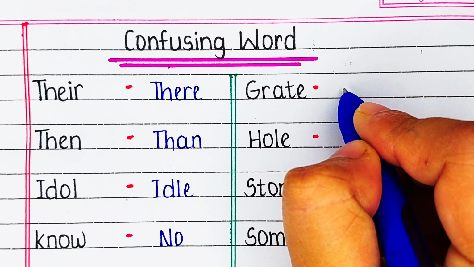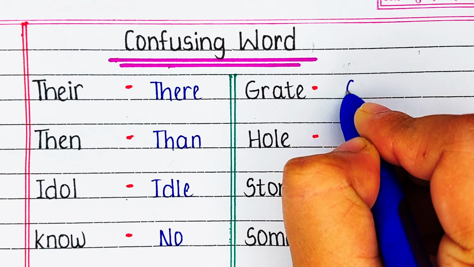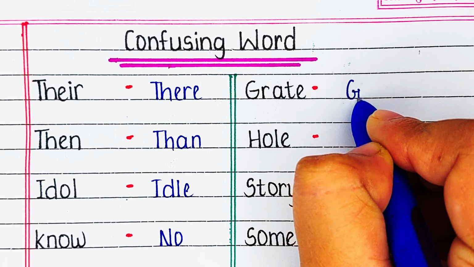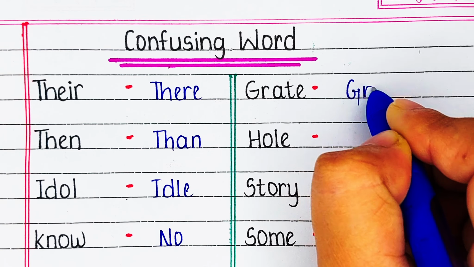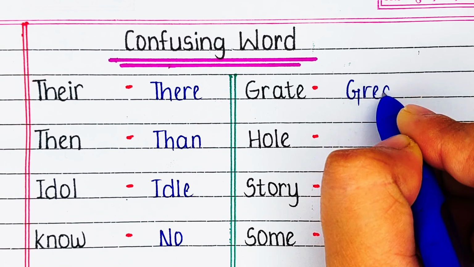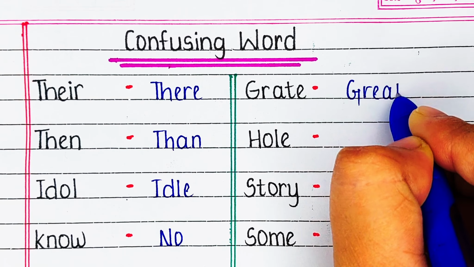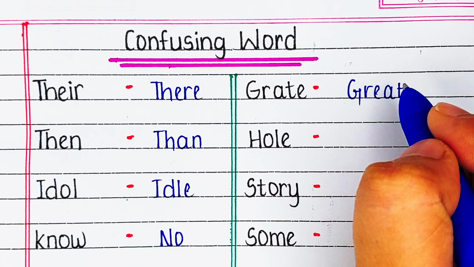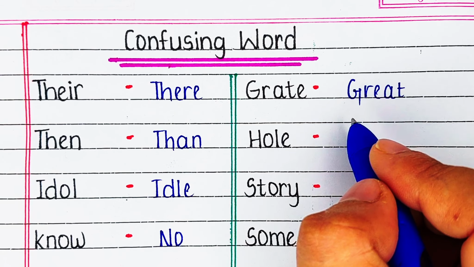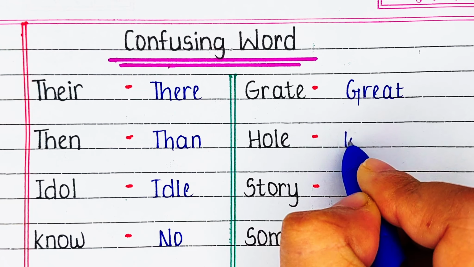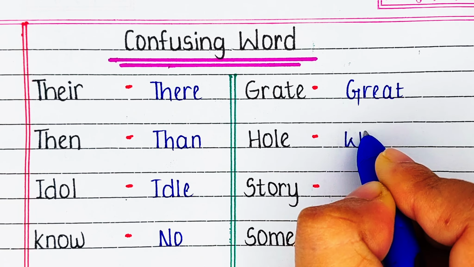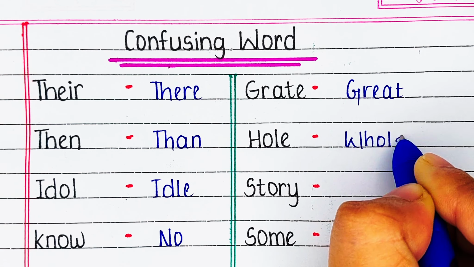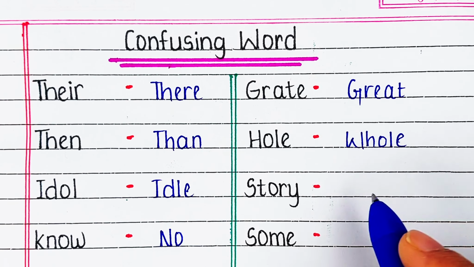Next pair of confusing words, grate. GRATE means to scrape something, whereas GREAT means much more than average. Next pair of confusing words, hole. HOLE means a hollow place, whereas WHOLE means entire or complete.